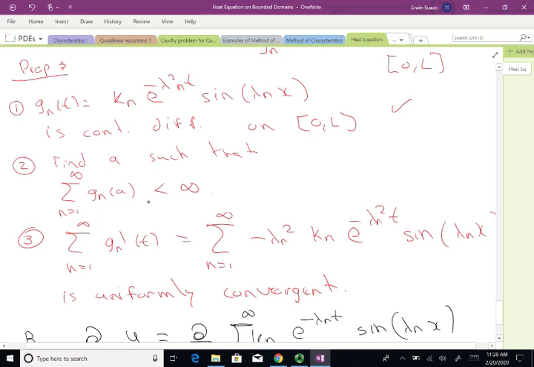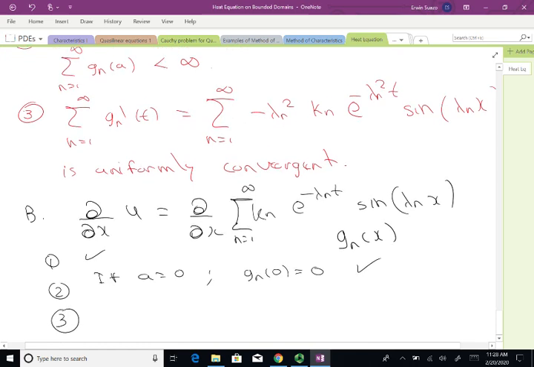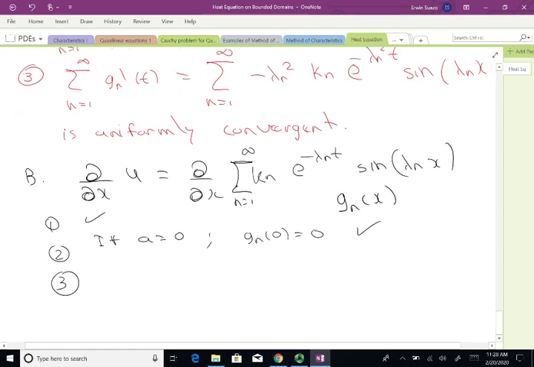So this is converging for a point in the interval 0L. Now we need to prove the sum from n equals 1 to infinity of g_n prime of x equals, and then we find the derivative of this guy.